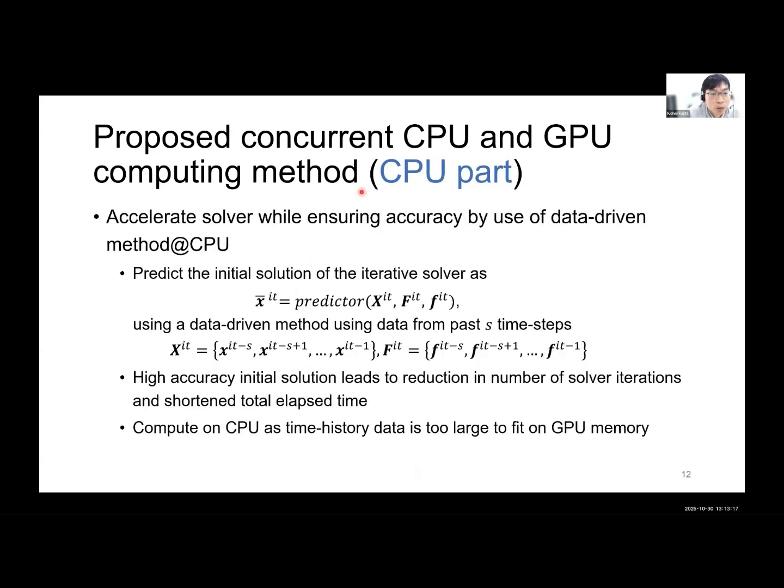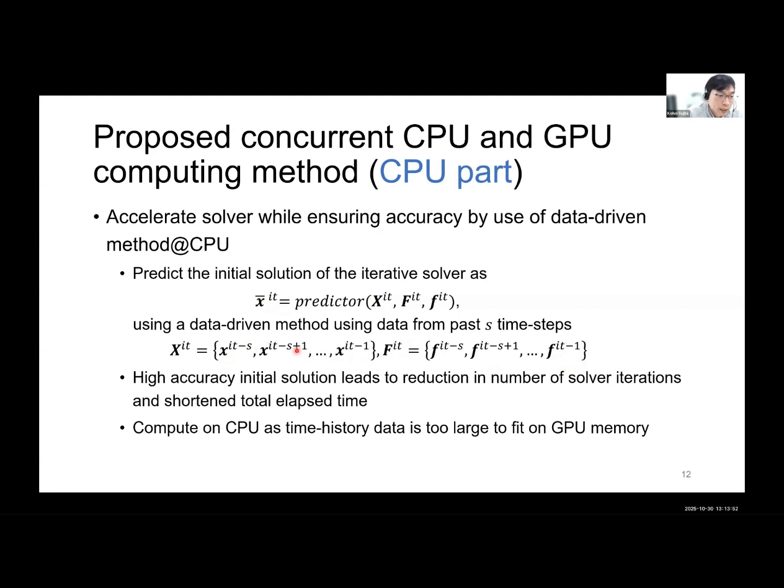So these are the details of the CPU part. We accelerate the solver while ensuring accuracy by use of the data-driven method on the CPU. Here we predict the initial solution of the iterative solver as this. Here large X is the data of the previous solutions. We are now solving for step IT. We store the data of previous S time steps. So this is one step before, and this is S steps before. We also store the data of the previous S time steps for the right-hand side, F.